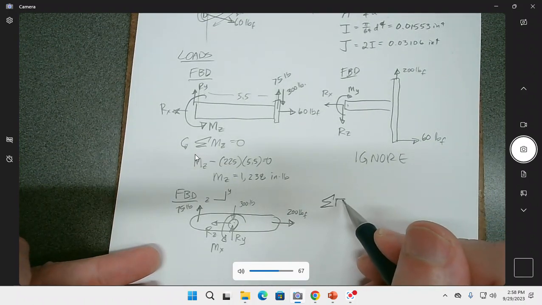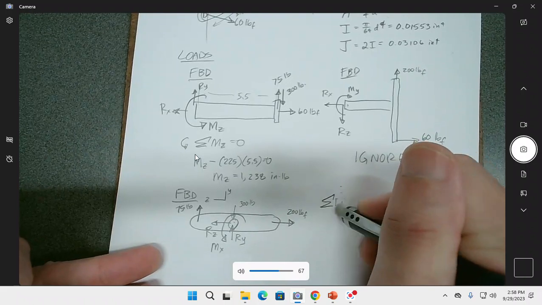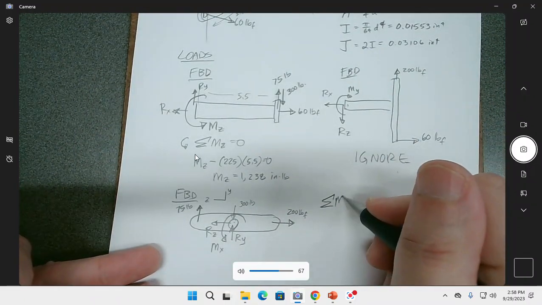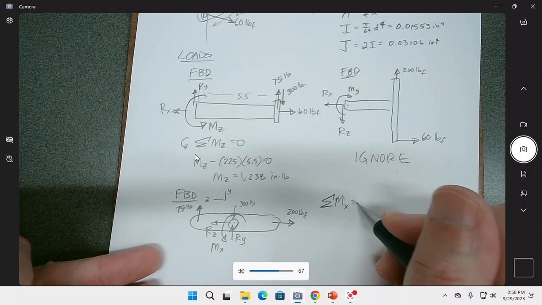So sum of the moments, and he just said sum of the moments and then started to write an F. And he's talking about himself in the third person again.